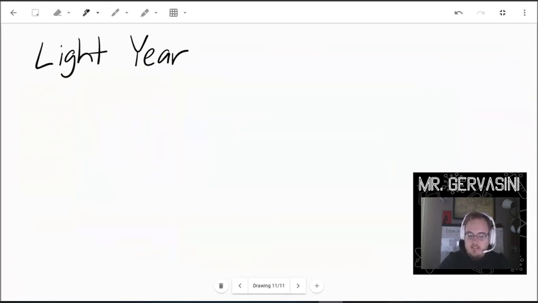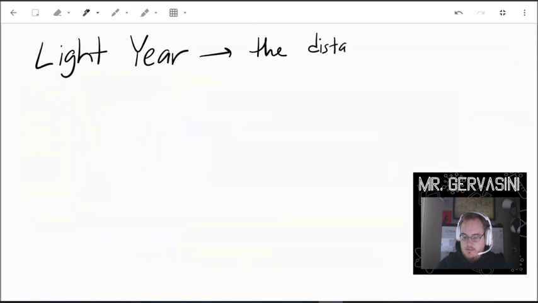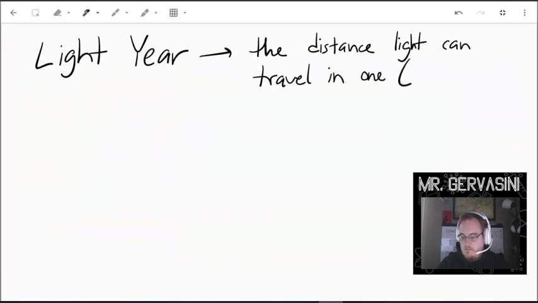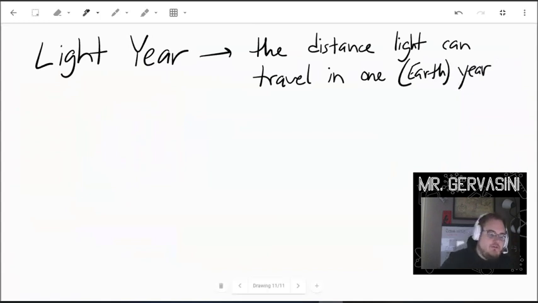All right. So light year, like Hike has said, the distance light can travel in one Earth year. So 365 and a quarter days. Easiest way to define it.